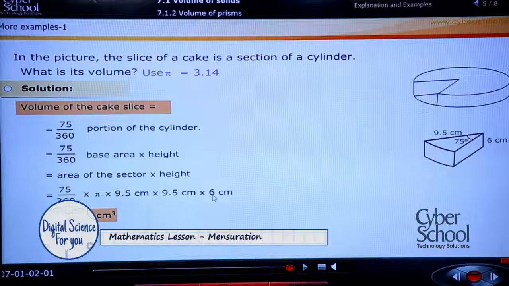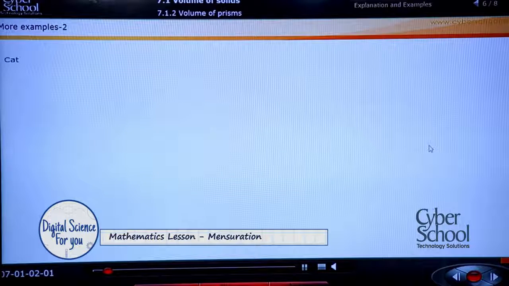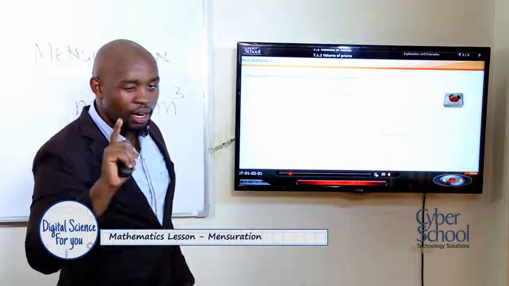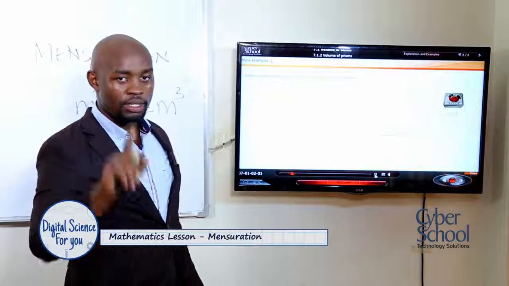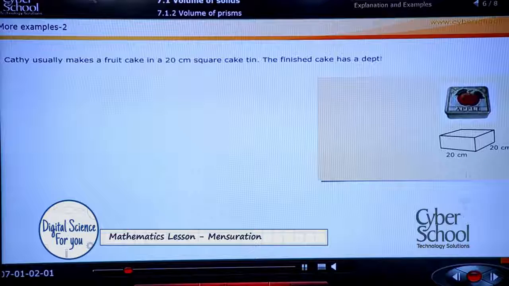Yes, this is practical. A cake, most of you have tasted cake. Yes. Let's look at another one. Here we are. We have cakes. Sometimes the cakes are cylindrical, sometimes they are square, sometimes they are triangular, they are in various shapes. But in the end, they are all prisms. All cakes are prisms.